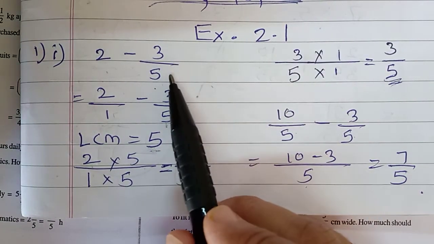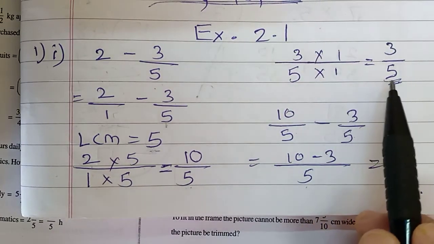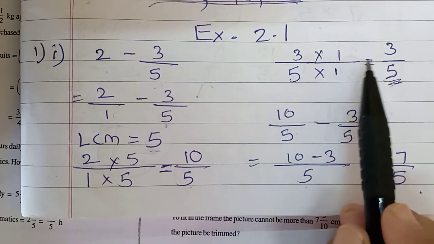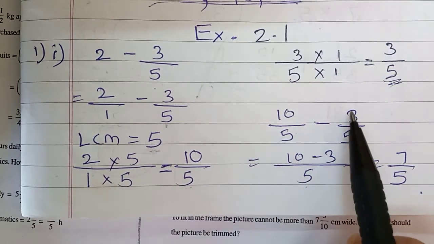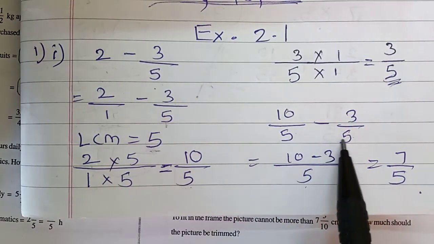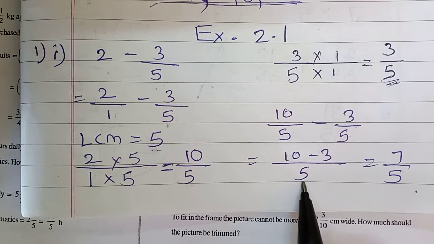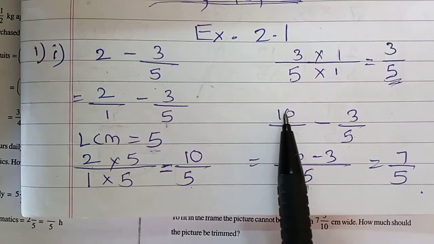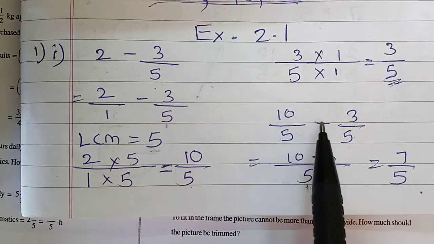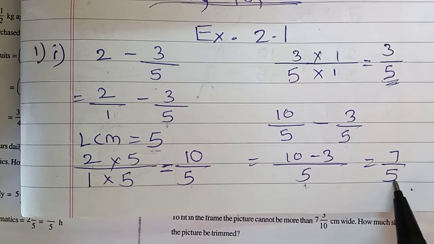Now let's convert 3 upon 5. Let's make the denominator 5. So 5 multiplied by 1 gives me the answer 5. 3 into 1 gives me the answer 3. So 10 upon 5 minus 3 upon 5. Now see, the denominators are same. So I have written the denominator one time. You will never add or subtract denominator. When they become same, you have to write the same number. Now let's do the subtraction of numerator. It is 10 minus 3. I have written 10 minus 3. The answer is 7 upon 5.